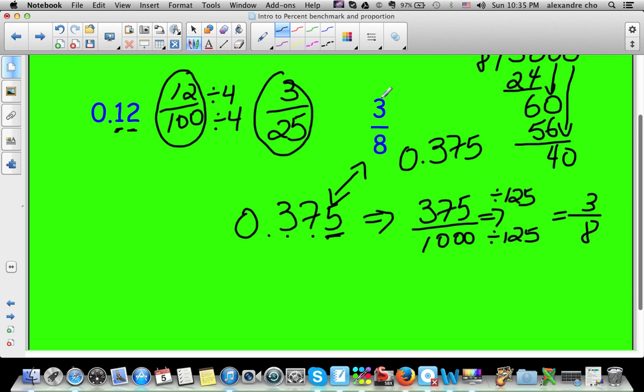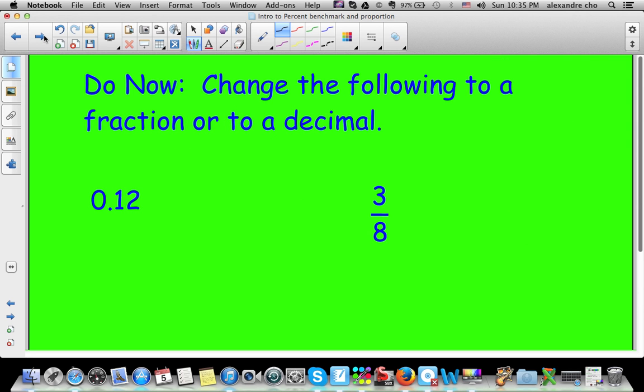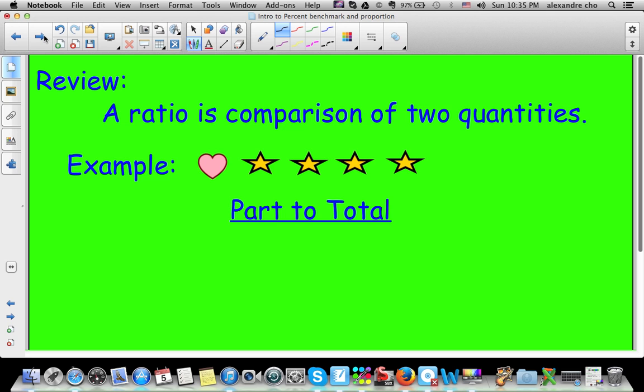Okay, so 3 over 8 is 0.375, but if you have 0.375 to begin with, you would first change it to 375 over 1,000, which then simplifies to 3 over 8. That's how 3 over 8 and 0.375 are equivalent to each other, okay? So that's that for that. And next page. No, just did that. Okay, review. I want you to copy this, okay?